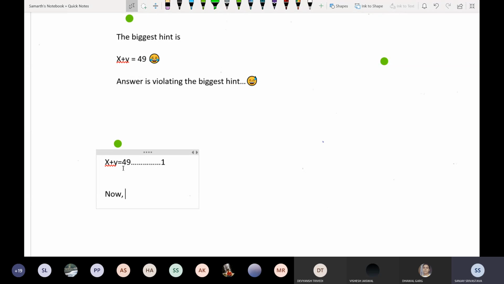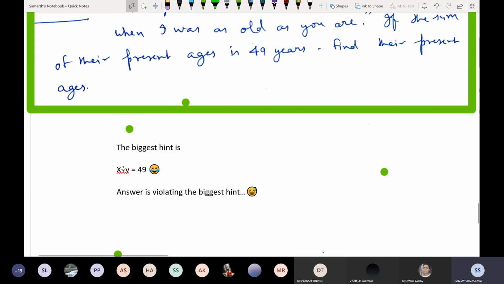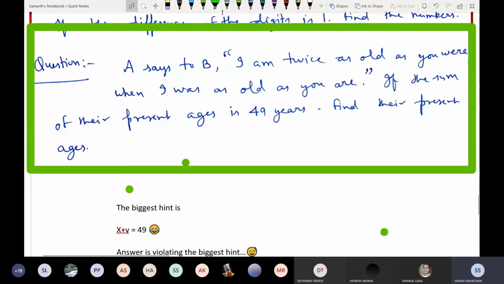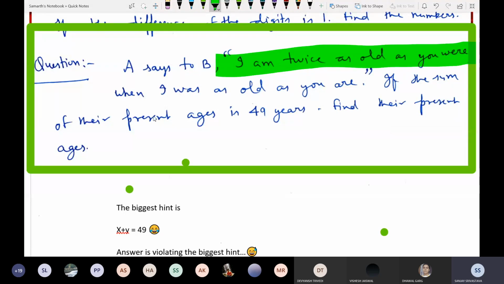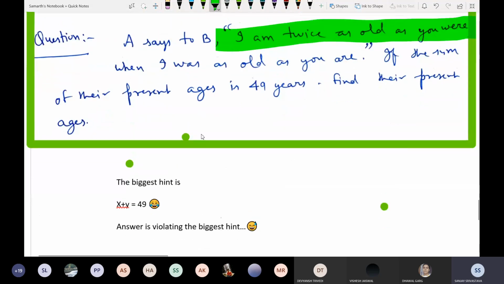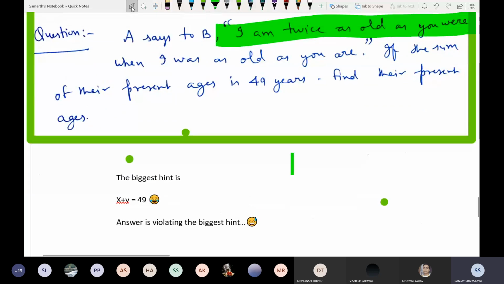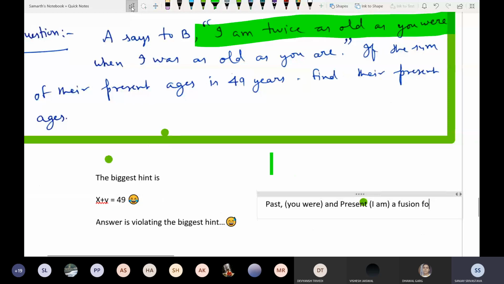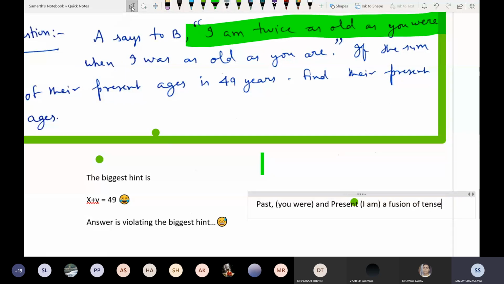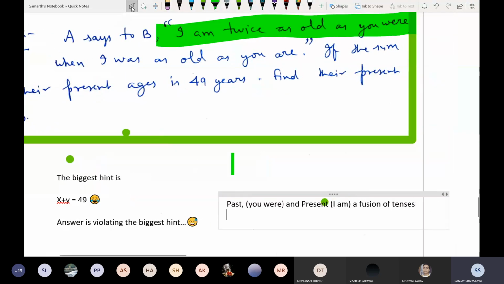Now read the first line. A says to B, I am twice as old as you were. Means he's talking about some past unknown time. I am means he's talking about his present age. You were means he's talking about the past age of B. Suppose that past time, you can take it as a third variable. Suppose T years back.